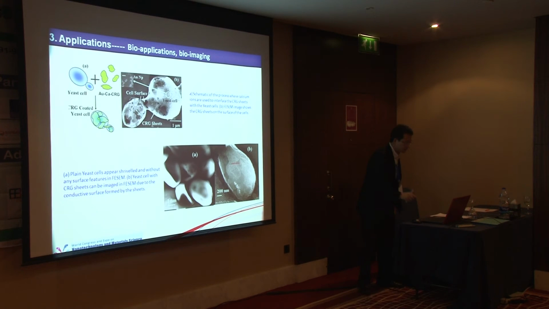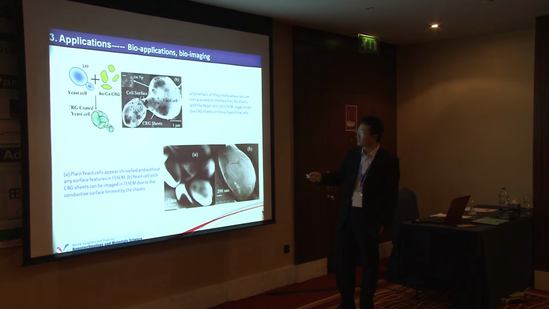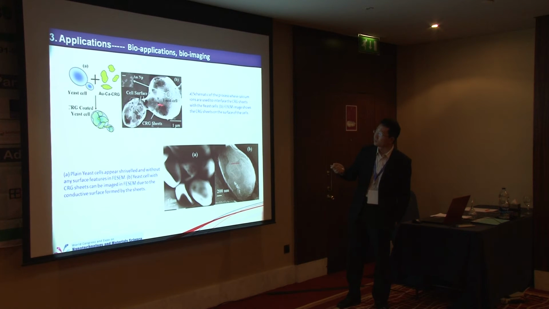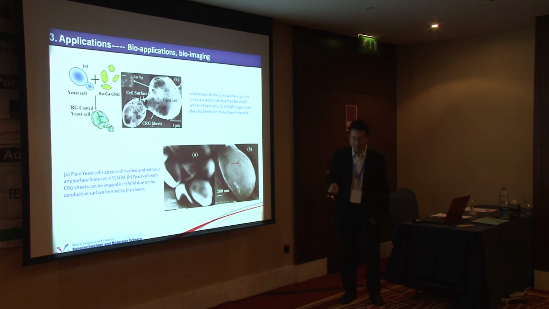Another application is to enhance bioimaging by using the graphene, the GO layers. For example, the yeast shell itself cannot give a very clear image, but by attaching GO or RGO on the shell, they can form a very clear image.